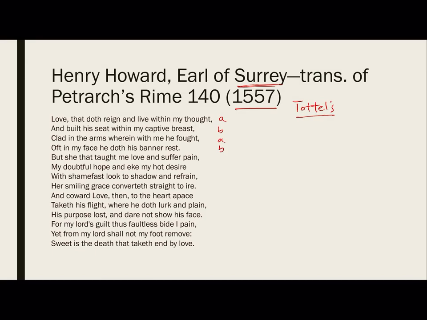But she that taught me love and suffer pain. Oh, we have a C here, okay? My doubtful hope and ache my hot desire. With shamefast look to shadow and refrain, her smiling face converteth straight to ire. And coward love then to the heart apace taketh his flight, where he doth lurk and plain. We're back to C. His purpose lost, and dare not show his face. For my lord's guilt thus faultless bide I pain. This is a C, not an E.